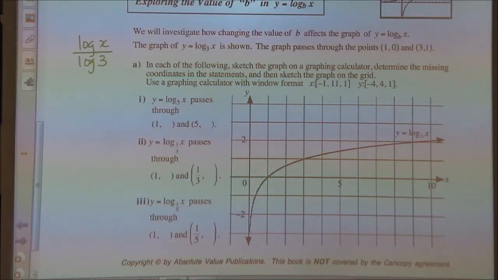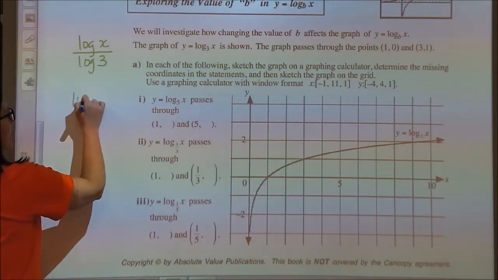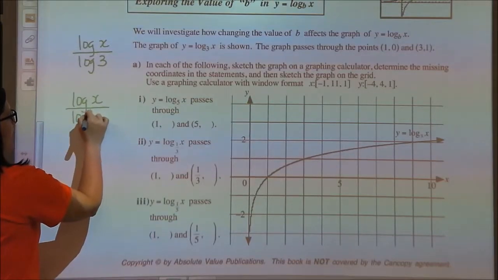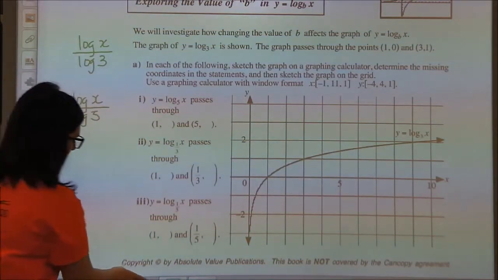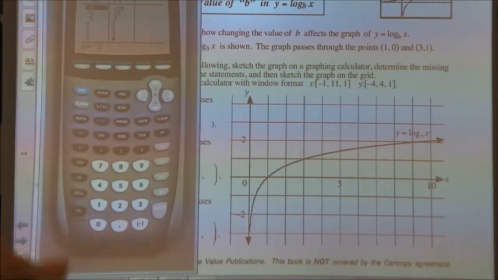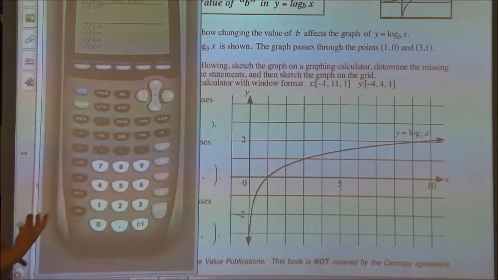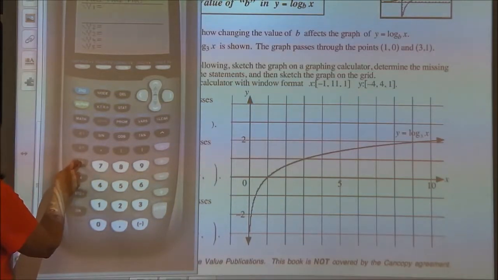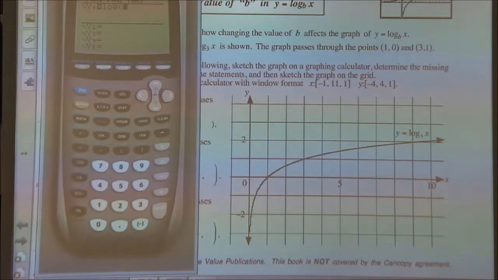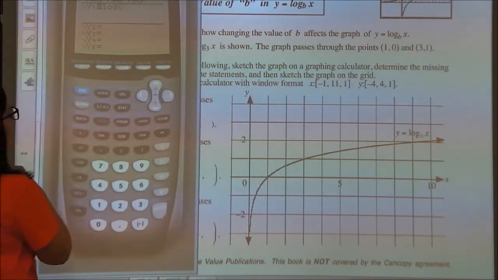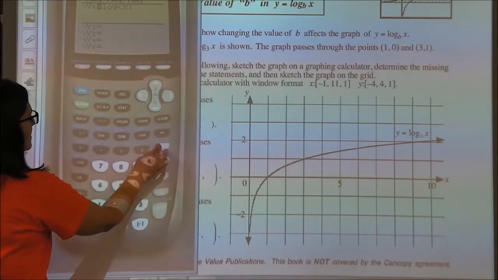In each of the following, you're going to sketch the graph on a graphing calculator, determine the missing coordinates in the statements, and then sketch the graph on the grid. If I look at the first one, log base 5 of x, to put that into my graphing calculator, it will become log x divided by log 5. So if I grab my calculator, y equals, I clear this off, and here's my log button, so this becomes log x, sorry, not log 5, log x divided by log 5.